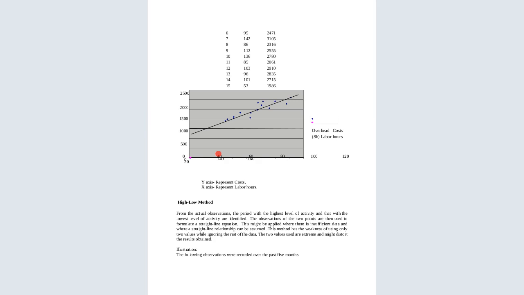The high-low method is where we use only 2 points to estimate the total cost. So here we take the highest level of activity and the lowest. We don't use all the data. We only identify two variables or 2 points, the highest and the lowest, to estimate the cost function.